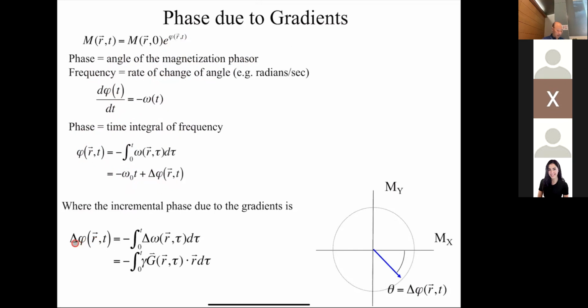And what's that incremental phase? Delta phi is just equal to the integral of delta omega, and delta omega is just equal to gamma times G dot r. This turns out to be the key equation. It says that my phase is dependent on the time integral of my gradient. That's the picture we're going to want to build up to: to know where I am in k-space, I simply have to look at the time integral of my gradient. Typically, in the rotating frame, we can ignore the term minus omega naught t and focus on this delta phi term, because we assume at isocenter that phase is just 0.